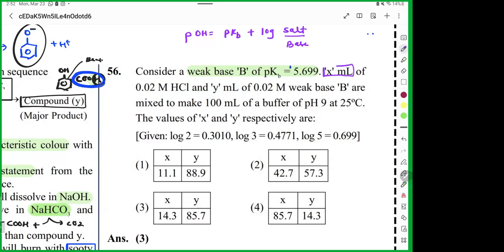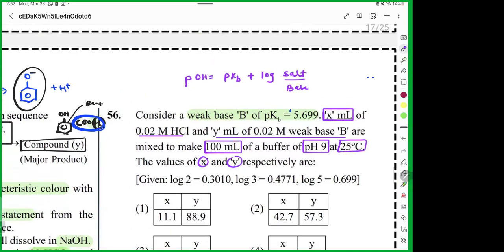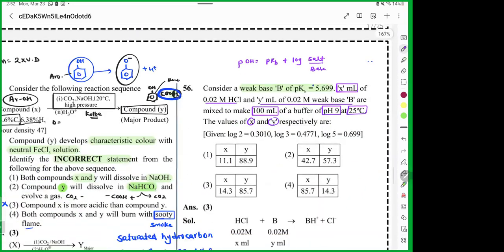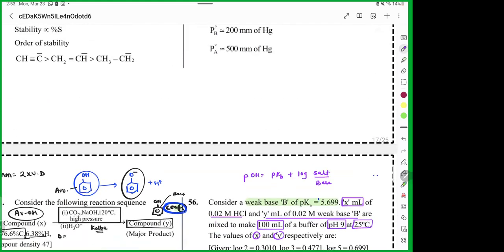X ml of this HCl and Y ml of weak base are mixed to make 100 ml of buffer. Buffer pH is this at 25 degrees Celsius. 25 degrees Celsius is not important. What is the value of X and Y? I will solve it here only. We have enough space, so you will be aware about what I am doing.